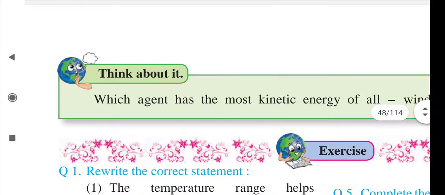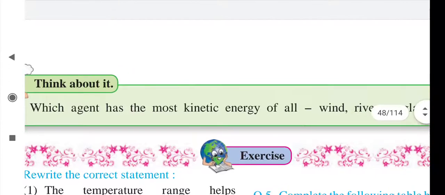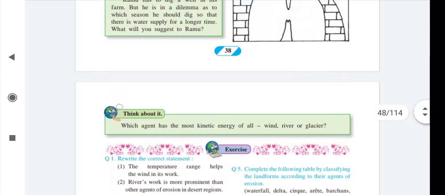Next, which agent has the most energy of all: wind, river or glacier? So what do you think?